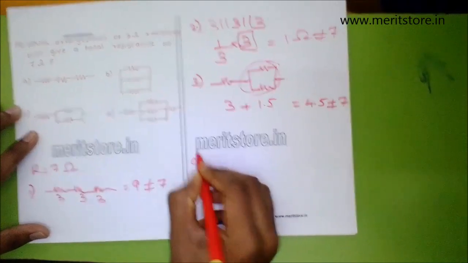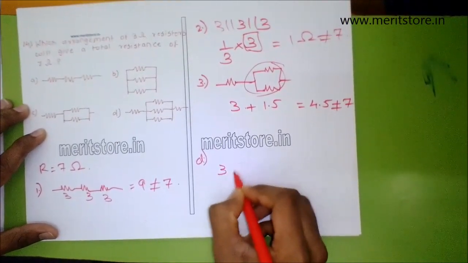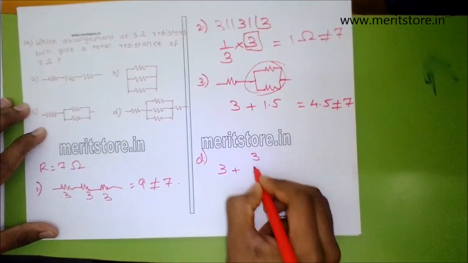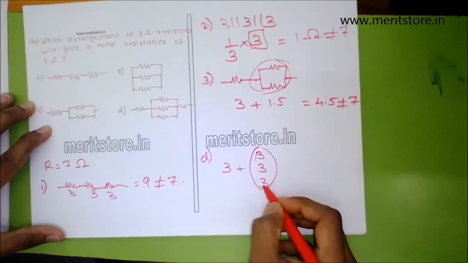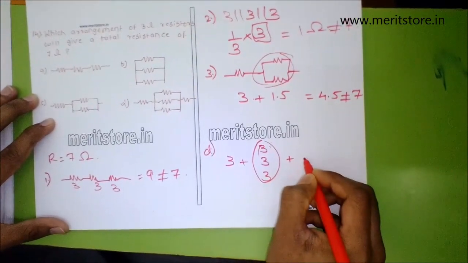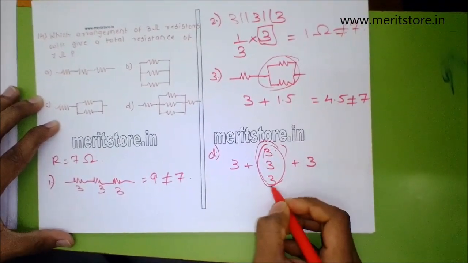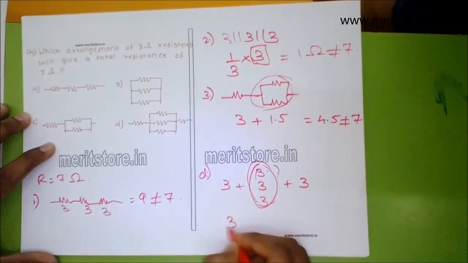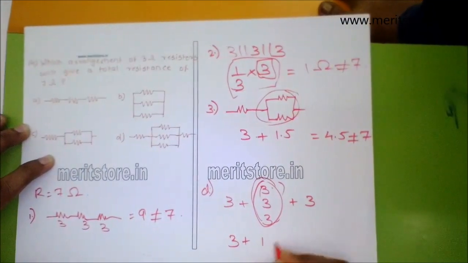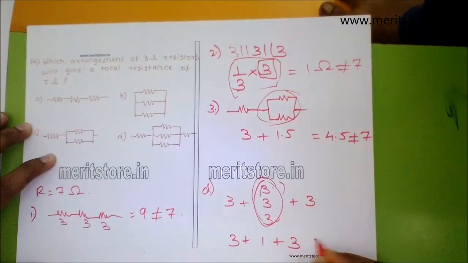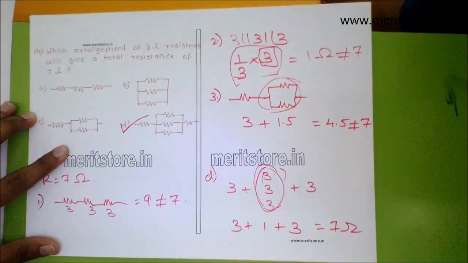In the option D, 3 ohms is in series with 3 parallel resistances of 3, 3 and 3. This combination is then in series with 3 ohms again. This combination can be equivalent to 3 plus 1 by 3 times 3, which is 1 ohm, and again in series with 3 ohms, which is nothing but 7 ohms, our required value. So option D is the correct answer.